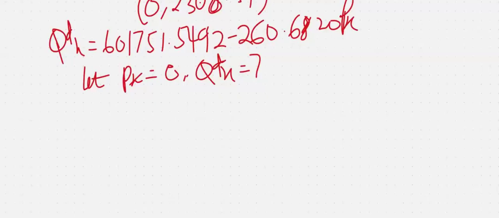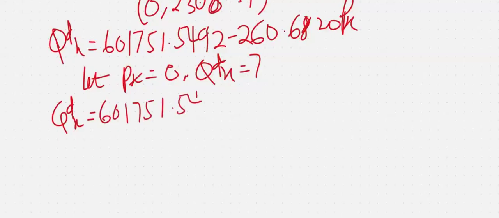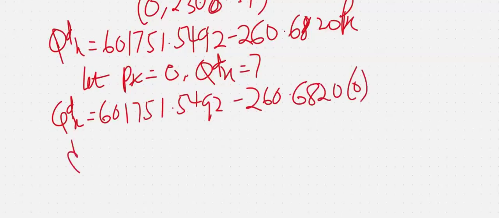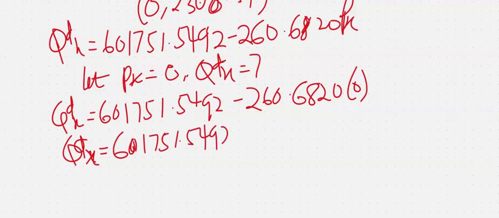So we are going to have Q_dx equals 601,751.5492 minus 260.6820 divided by 0. So Q_dx will be equal to 601,751.5492.